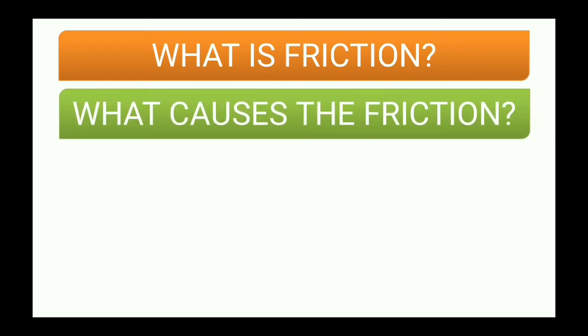Then we had learned about what causes the friction. Okay, so do you remember what is friction? Well, friction is a force that slows down moving objects or prevents stationary objects from moving. Okay, so this is what we mean by friction. And what are the causes of friction? There can be many causes. For example, because of rough surface, if there is unevenness in the surface, then that causes friction.